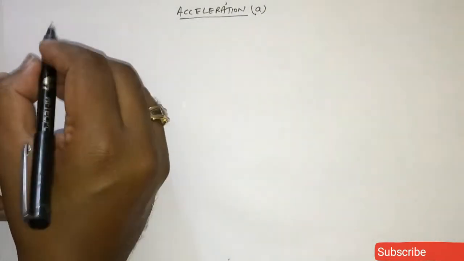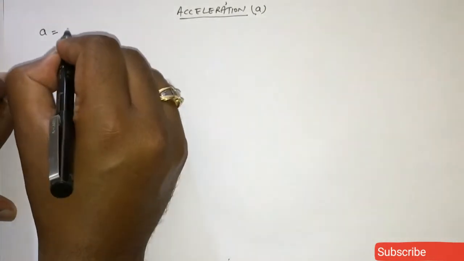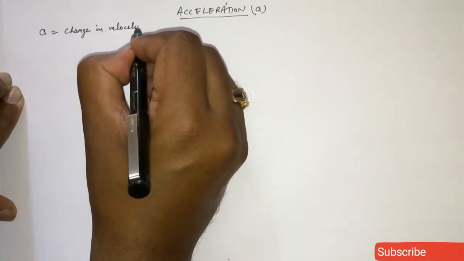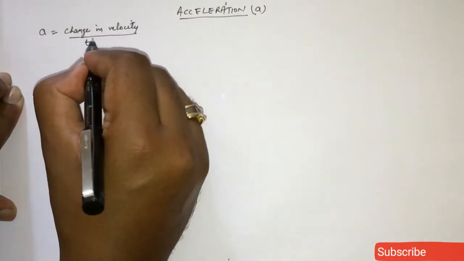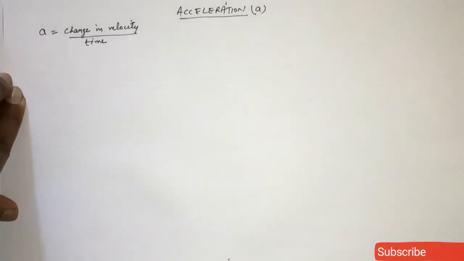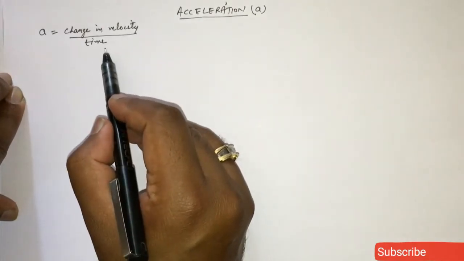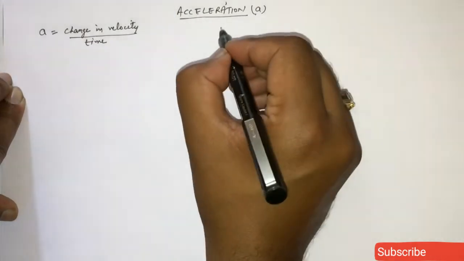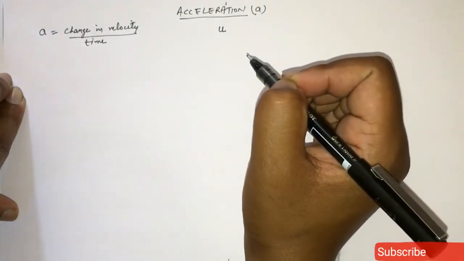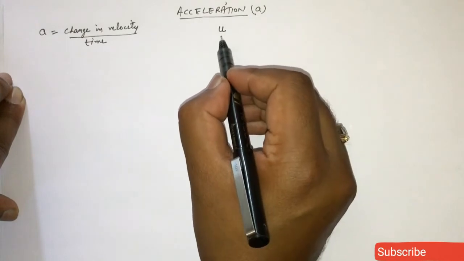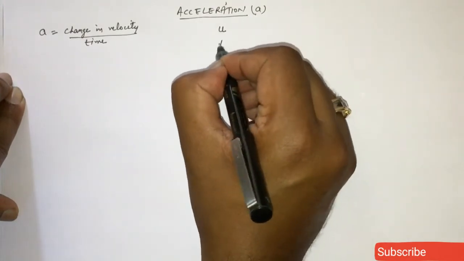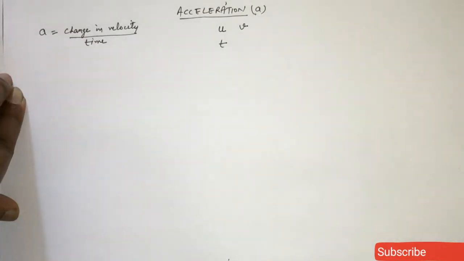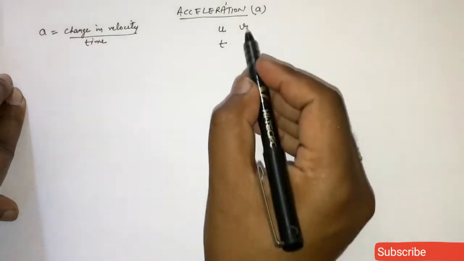Now what is acceleration? Acceleration is the ratio of change in velocity to the time. Means change in velocity upon time is acceleration. Clear? Suppose you have a moving object, its initial velocity is u. Means initially the body is moving with velocity u. After time t, its velocity becomes v. So v is the final velocity of the body.